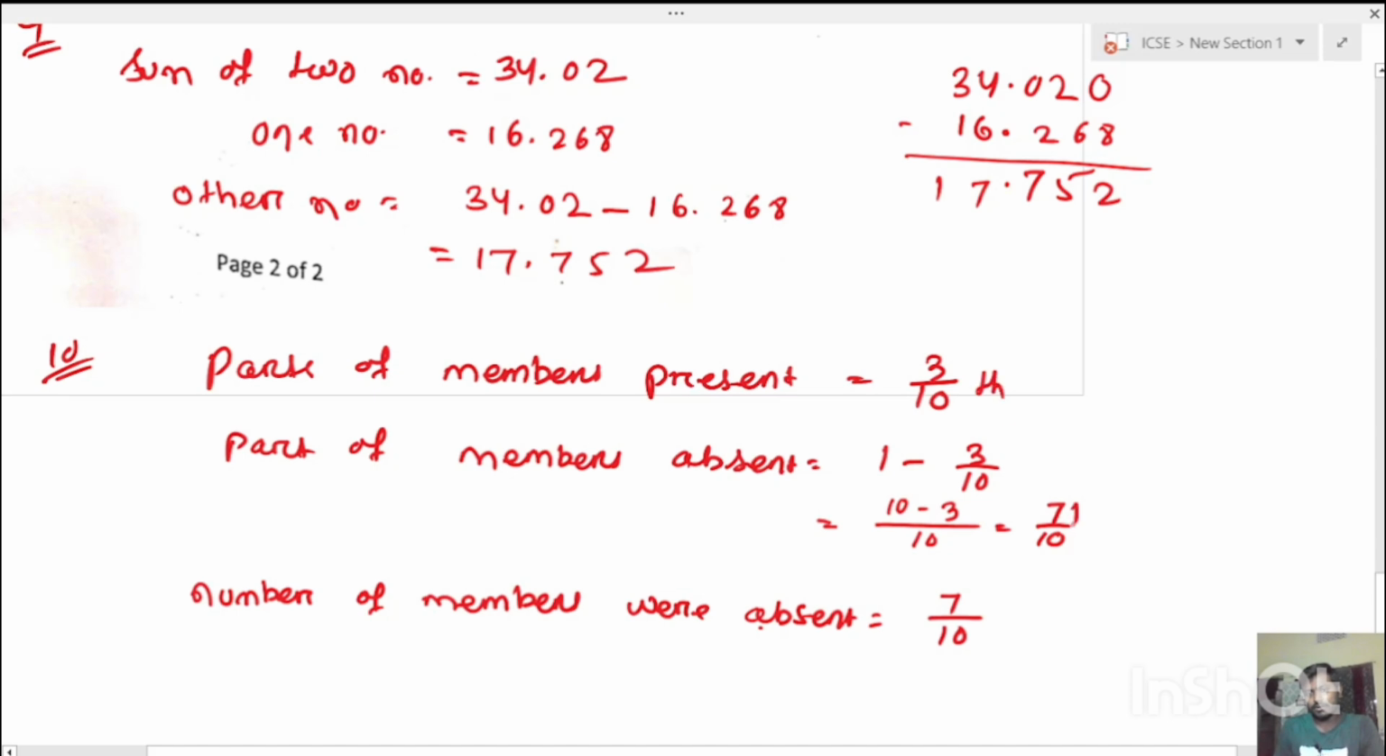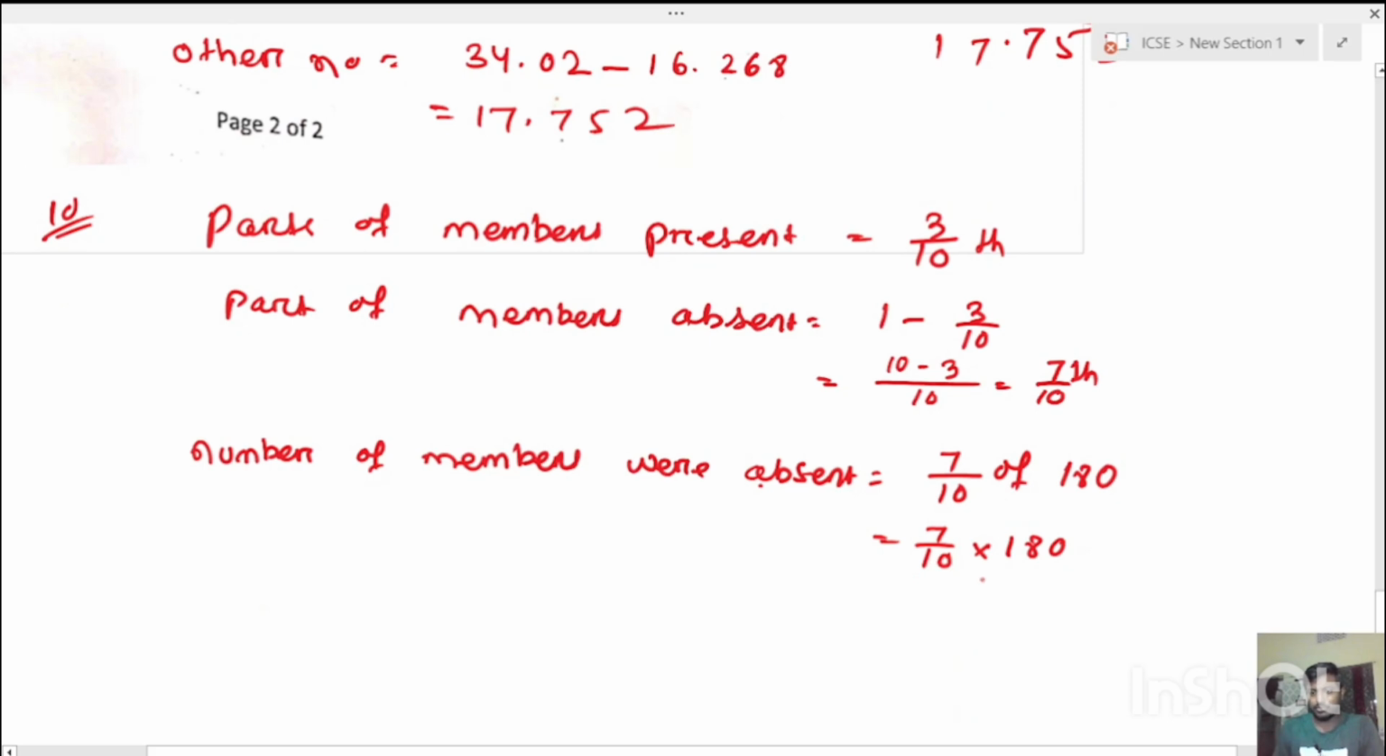of 180. So 7 by 10 of means 7 by 10 into 180. Now cancel the zeros. Then 18 times 7: 7 eights are 56, 6 carry 5, 7 ones are 7, plus 5 is 12. So the answer is 126 members were absent. Therefore the number of members who were absent is 126.